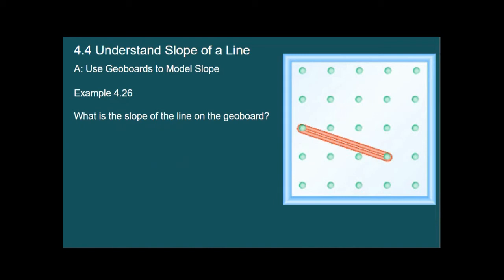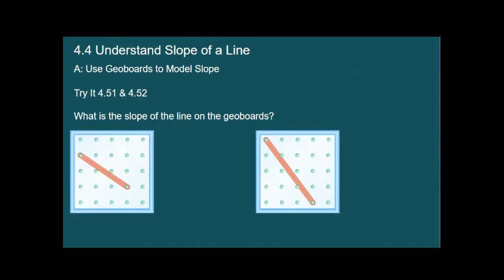Let me throw up 2 try it problems here. Go ahead and pause your videos and then come back. So let's do the first one. To get from our first point to our second point, we have to go 1, 2, but we're going down, so that's negative, sorry, not 3, -2. And then our run is 1, 2, 3. So the slope of this line is -2/3.